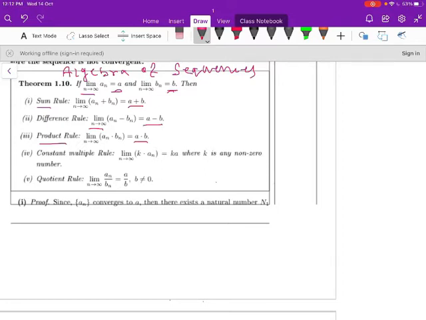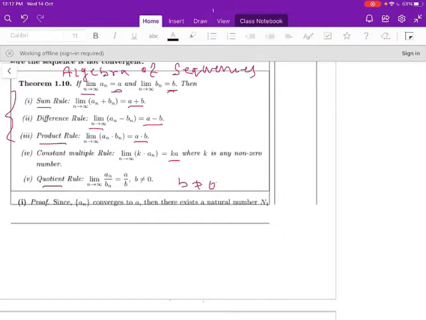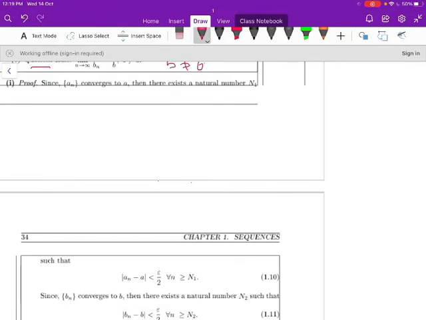Then the constant multiple rule: the limit as n tends to infinity of k times an is equal to k times a, where k is any non-zero number and a is the limit point of the sequence an. And the quotient rule: the limit as n tends to infinity of an by bn is equal to a by b, where b is not equal to 0. Now let us prove the first three results. The fourth and fifth are not required; you can try them yourself. So now we will move to the proof of the first one.